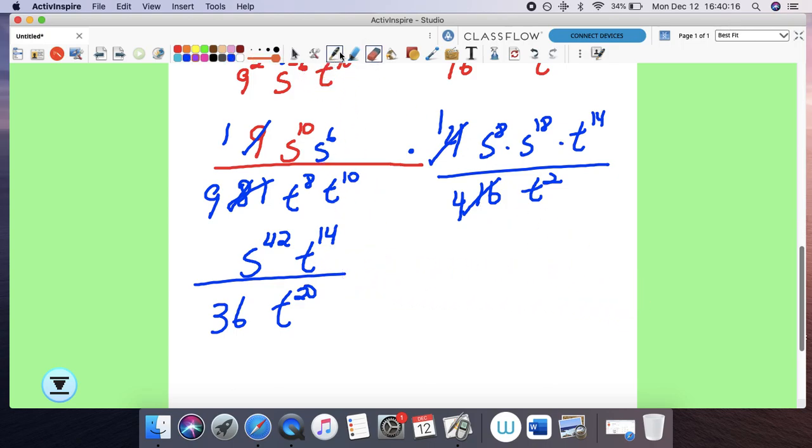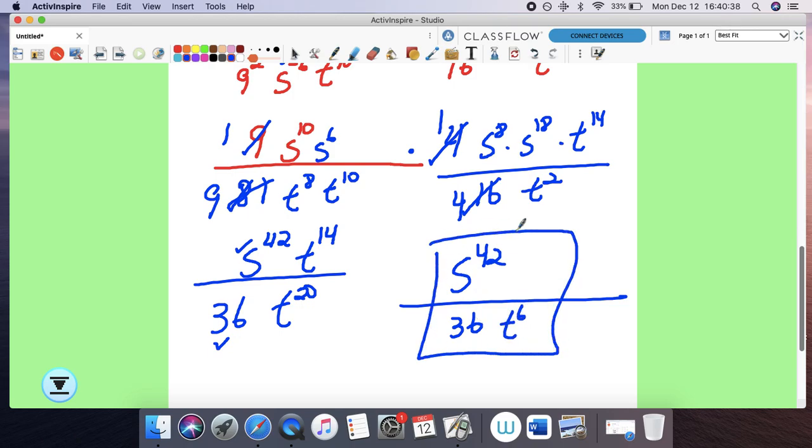I'm almost done. Now, S to the 42nd power, sorry, nothing to do. So that's done. 36, nothing to do. That's done. But these two I can simplify. T to the 14 and T to the 20. If I simplify, I'm going to have T's at the bottom with a 6 here. And that looks like my final answer. And again, I'm pretty sure you could have done that in so many less steps. So if that's what you did, that's fine too.